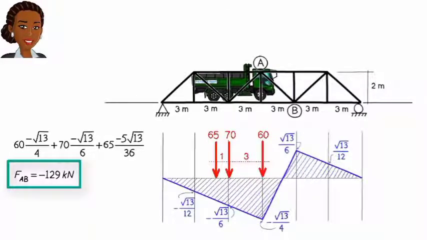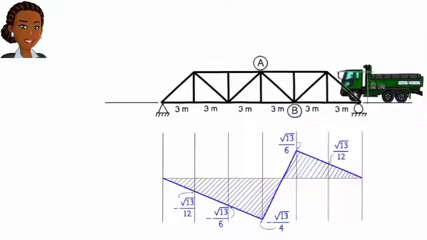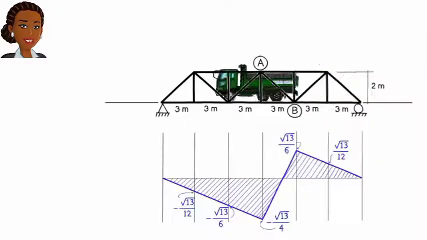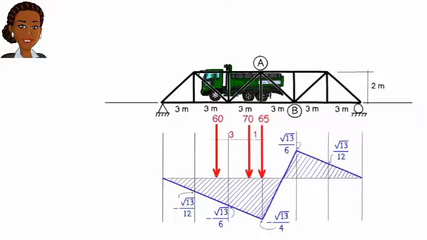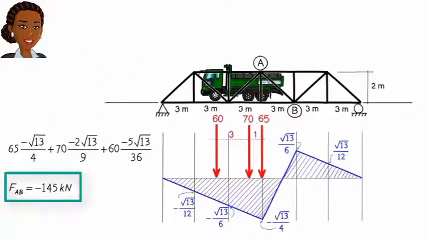Not quite. What if the truck is moving in the opposite direction? Would that cause different load patterns and perhaps a larger compressive force in the member? Let's investigate. If we change the truck's direction of travel and place the vehicle here, we get this configuration for the load series. Under this loading scenario, the compressive force in AB comes out to be 145 kilonewtons.